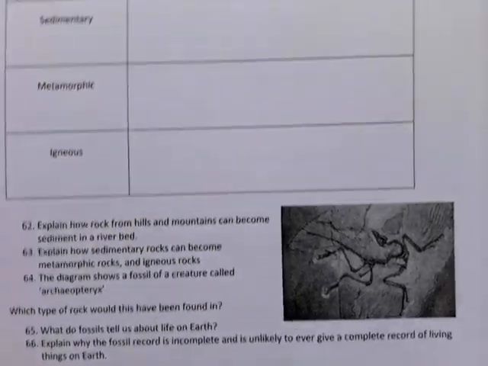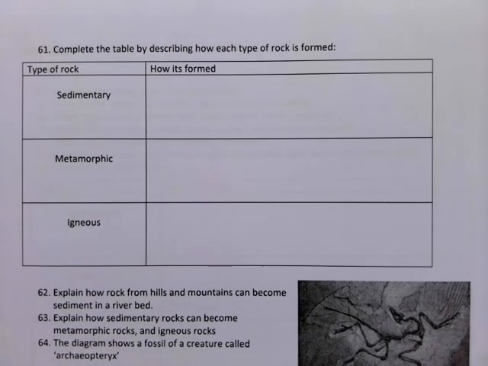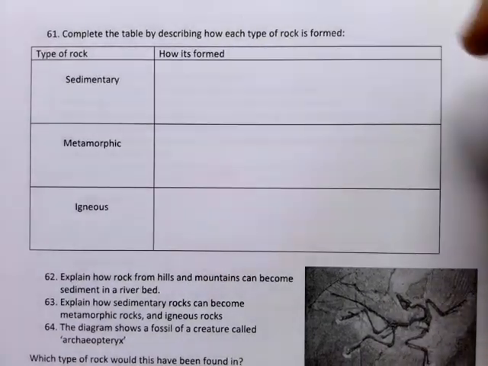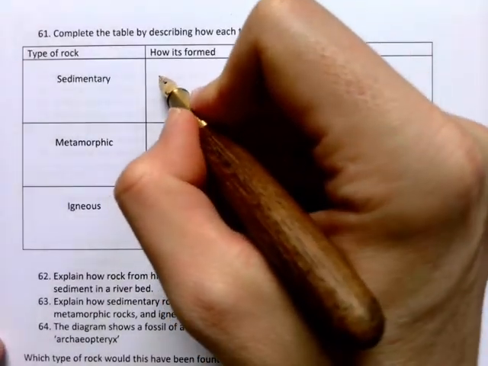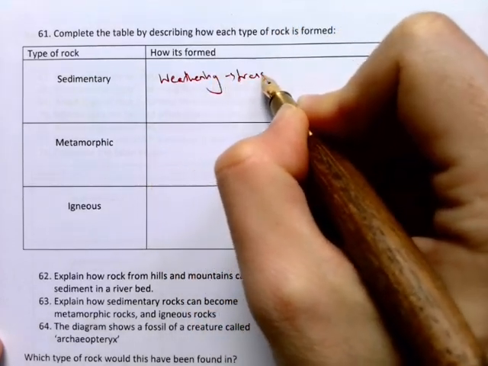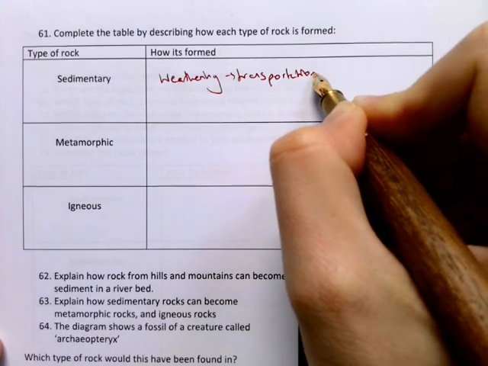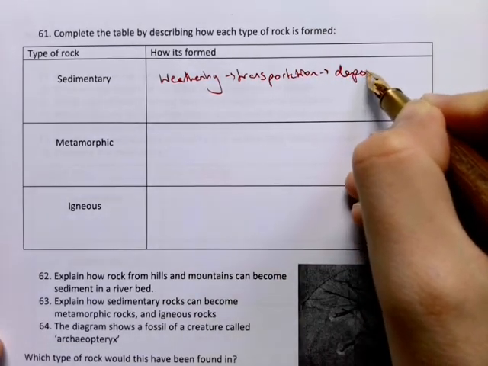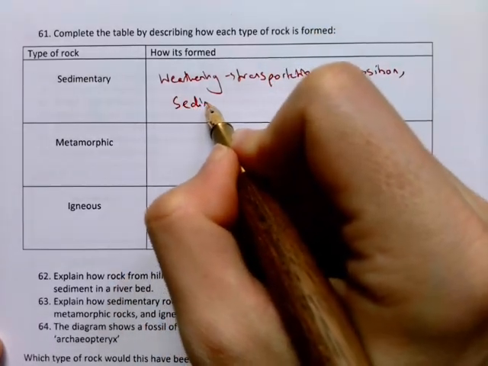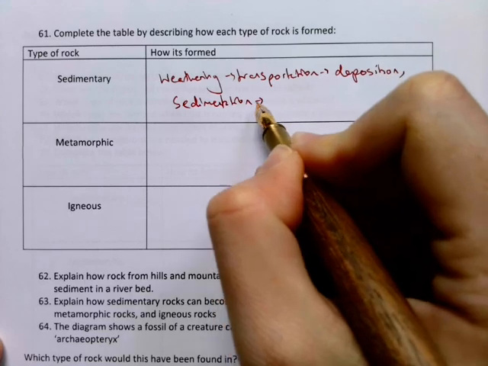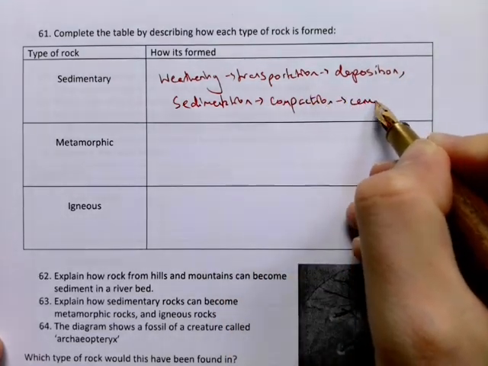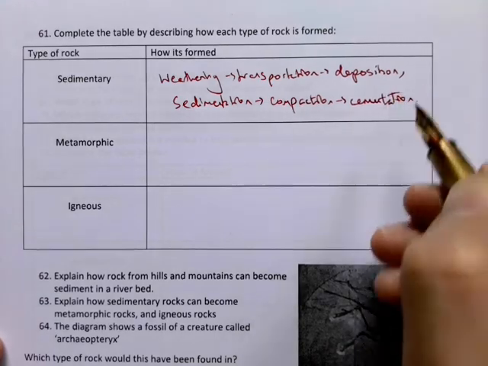So, next, 61, complete the table by describing how each type of rock is formed. Okay, so sedimentary, you've got it in the notes, so you need to have some description of weathering, transportation, then deposition, sedimentation, and then the last 2 are compaction and cementation. So the best kind of answer would have all of those words in it.